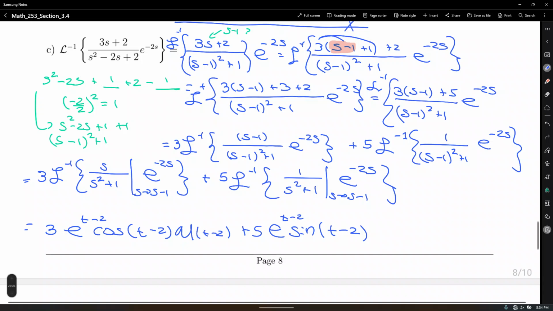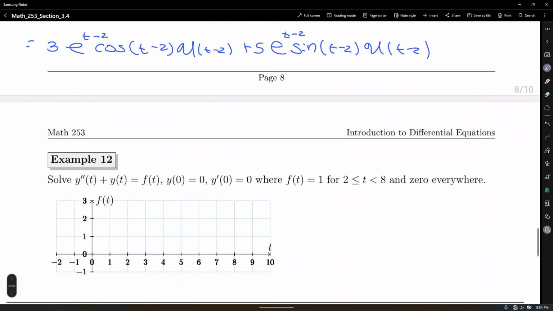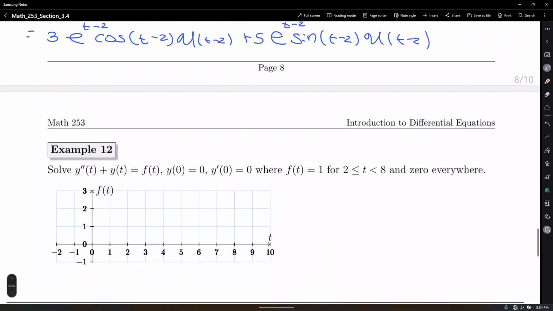So not just the inverse transform that got us to cosine and sine. If we had that factor that yielded that exponential factor, that factor has to be shifted as well. So everything back in the world of t. Wait, this is supposed to be a u, well, t minus 2, u of t minus 2. All right, guys. So that was the final answer to this exercise.